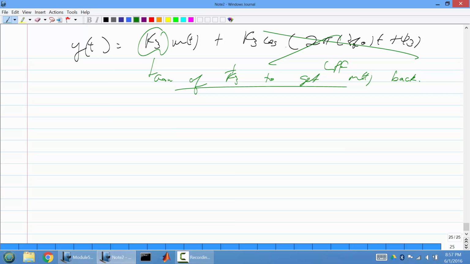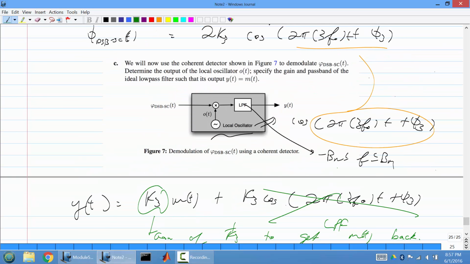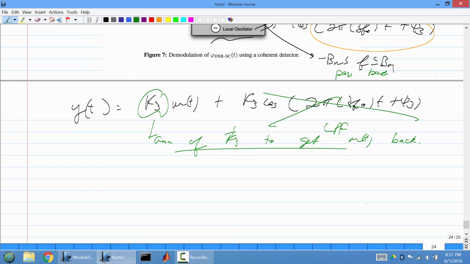So there you go. This is the passband. You'd have to make this the oscillation frequency, and then the gain would be 1 over K3 to get the original m of t back. Sorry to keep it this long. I'm actually done now in terms of AM.